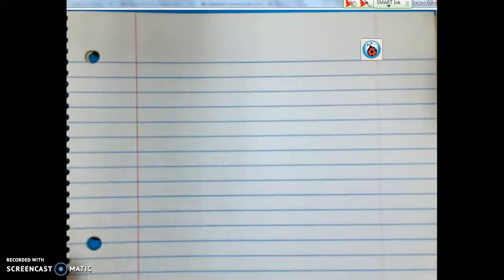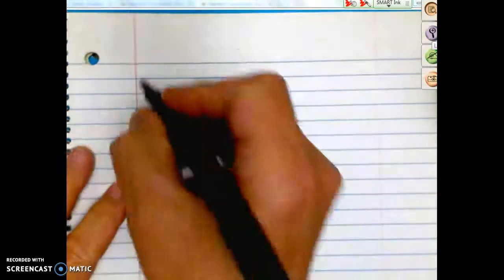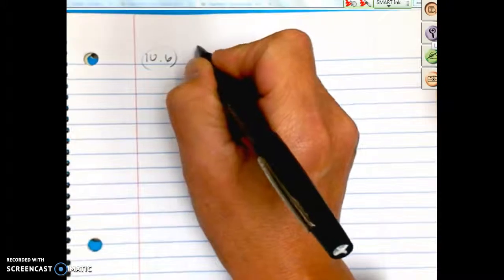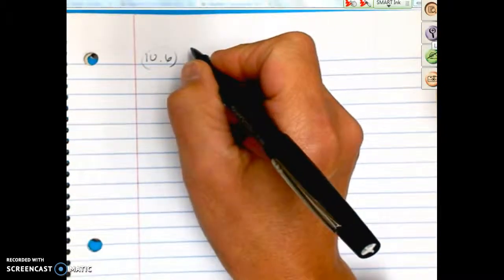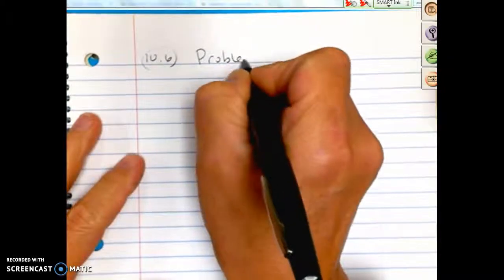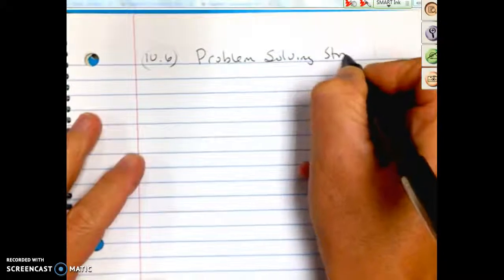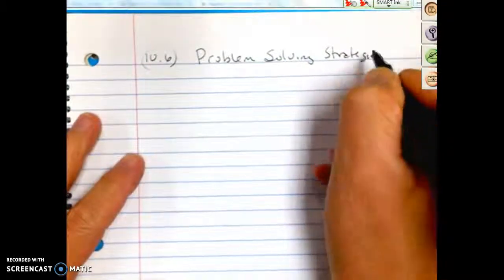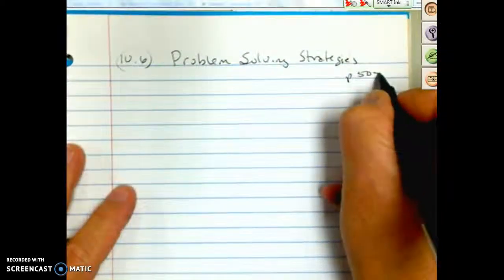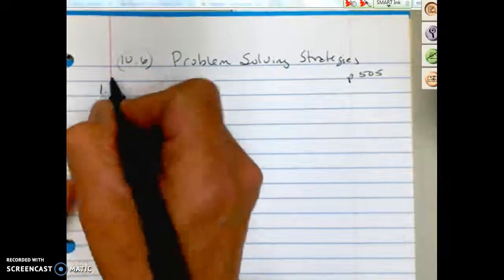Okay, we're going to be starting lesson 10.6. This is the problem solving lesson, so we're going to do problem solving strategies. And this is page 505. We're working on this together. So starting with number 1.